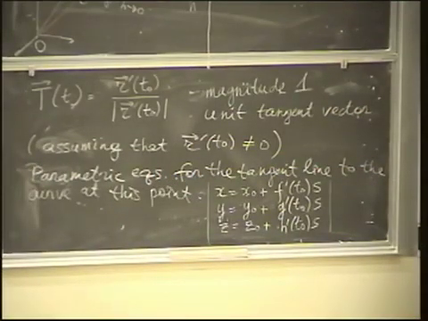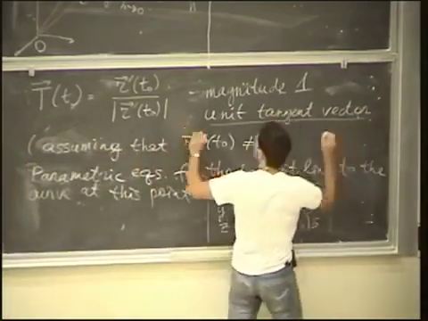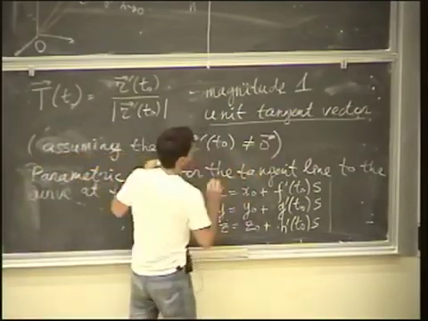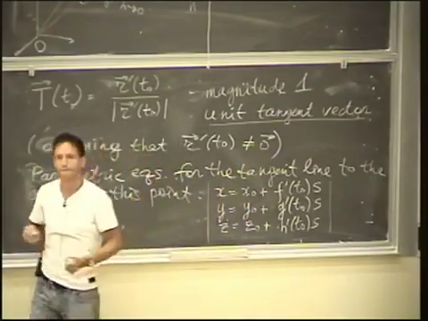Yes? Large T is the unit tangent vector. It's a vector which is obtained by taking the derivative vector and dividing by its magnitude, provided that the vector is non-zero, to be absolutely precise. Does that make sense? Okay. Anything else? Yes?